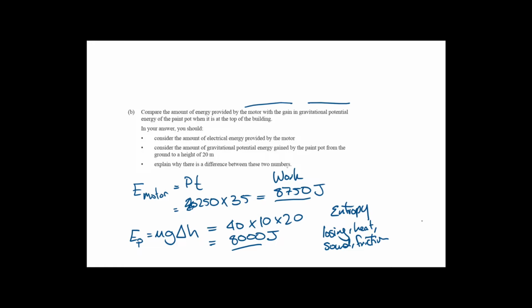The amount of energy that you get out is always going to be a little bit less than you started, and it's 750 joules worth of energy over 35 seconds. That's not too bad. That's actually pretty efficient for electric motors.